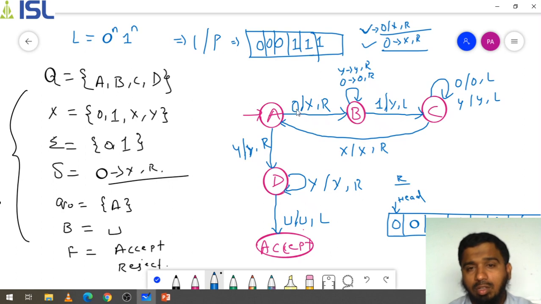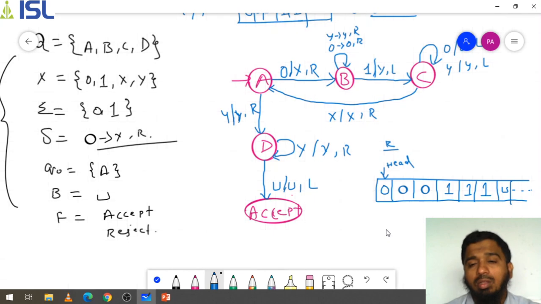First one is 0 slash x comma R. That means when the input string is 0, our head is 0, then change this 0 to x. Okay, change that 0 to x. Next, it's moved to the B, and next the head is here.